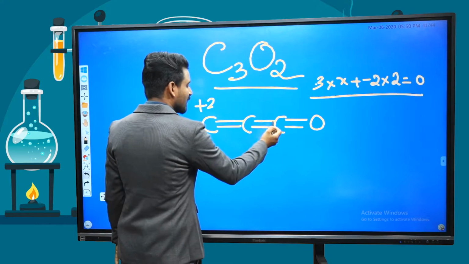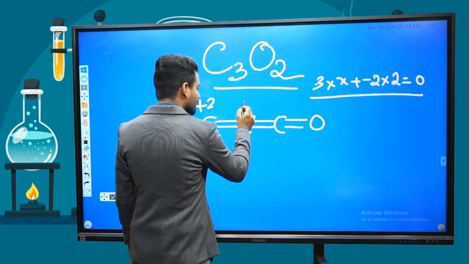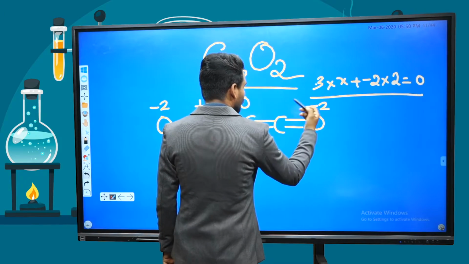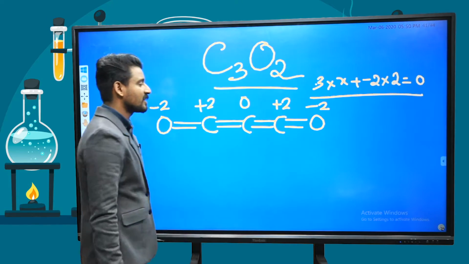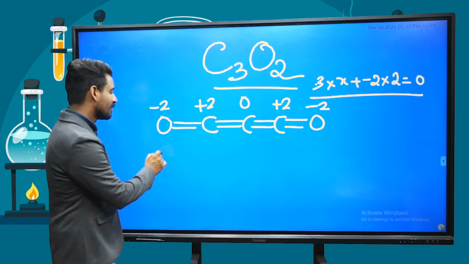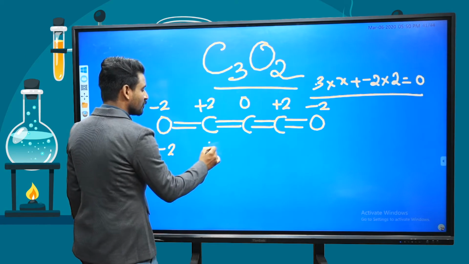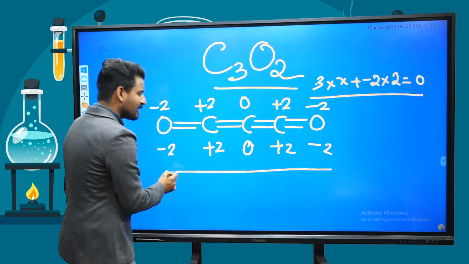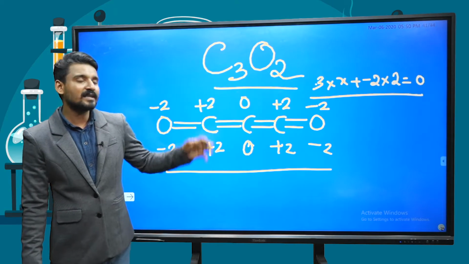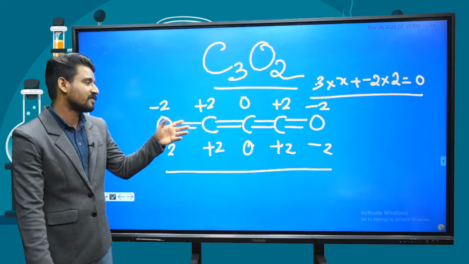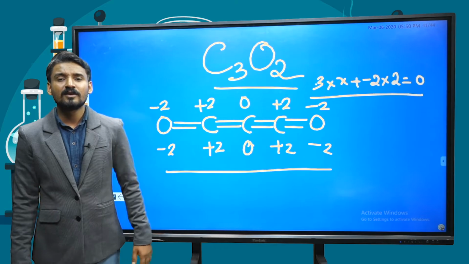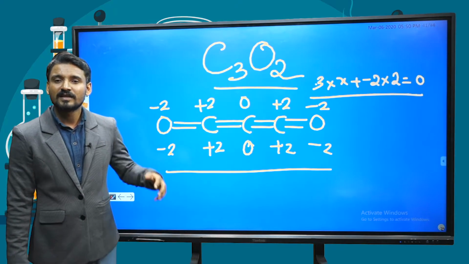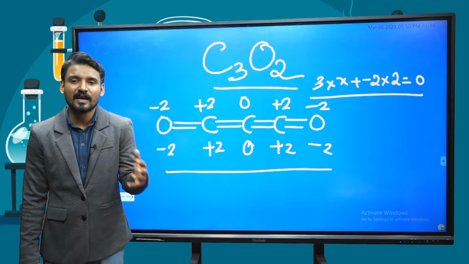Here this carbon is attached to 2 other carbons. There is no oxidation, so that is 0 state. And this carbon is attached to this oxygen, minus 2 state for this oxygen, and plus 2 oxidation state for this carbon. So this is the order: minus 2 oxygen, then plus 2 carbon, 0 carbon, plus 2 carbon, and minus 2 oxygen. Like that, in different compounds like this, you should try the oxidation state of different elements. You should study the different oxidation states of elements in this type of compounds. That is different from the normal oxidation state calculation.